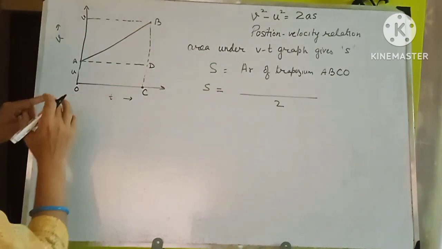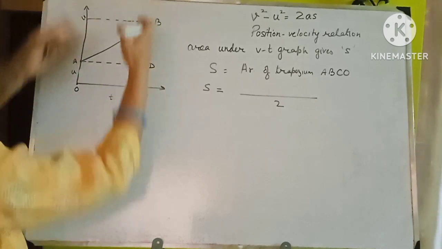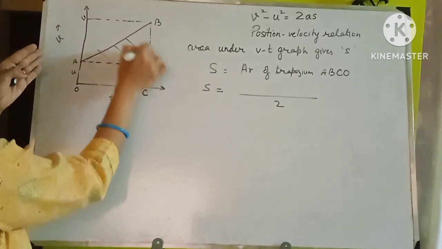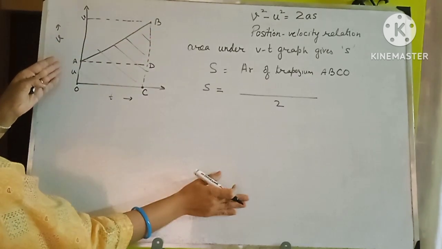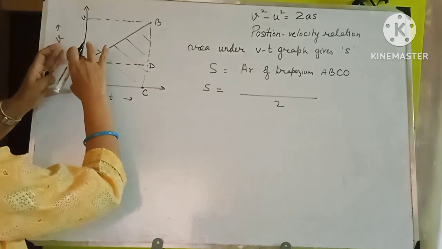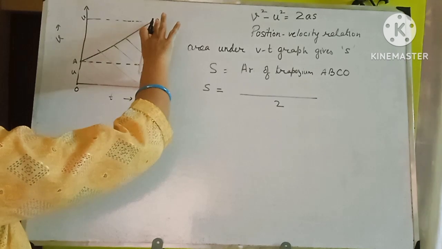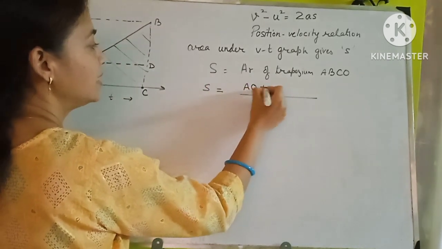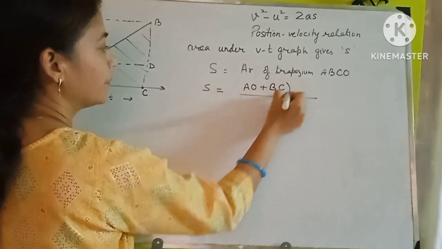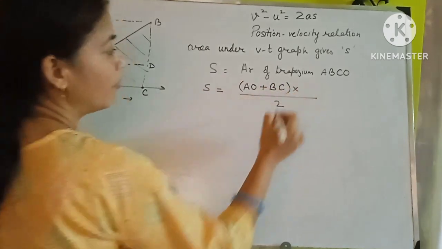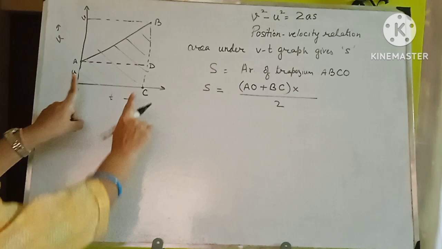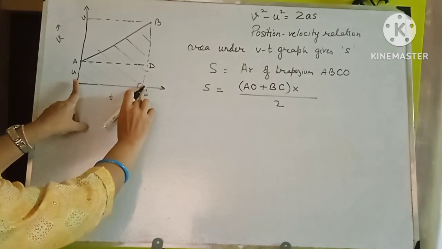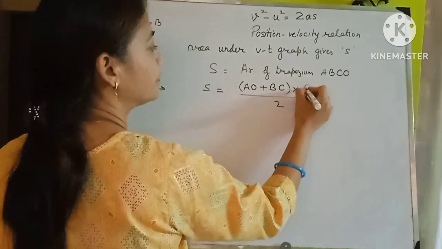Sum of parallel sides. What are the parallel sides? See from the graph, what are the parallel sides for this trapezium? This is your trapezium, children. Parallel sides are AO and BC. So write that: AO plus BC, sum of parallel sides into height. What's the height? See here, this is the perpendicular. So this much is the height. What is the height? OC.